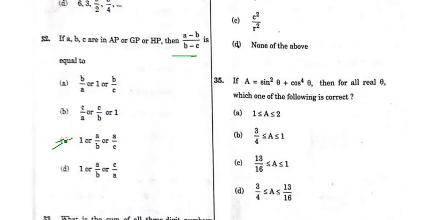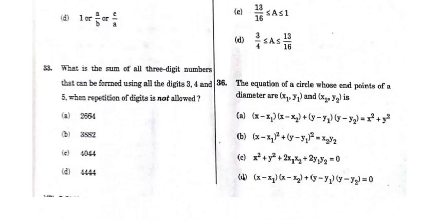Okay. Next question is what is the sum of all 3 digit numbers that can be formed using all the digits 3, 4 and 5 when repetition of digits is not allowed? So you have to solve this question and you will get the answer 2664. Okay.